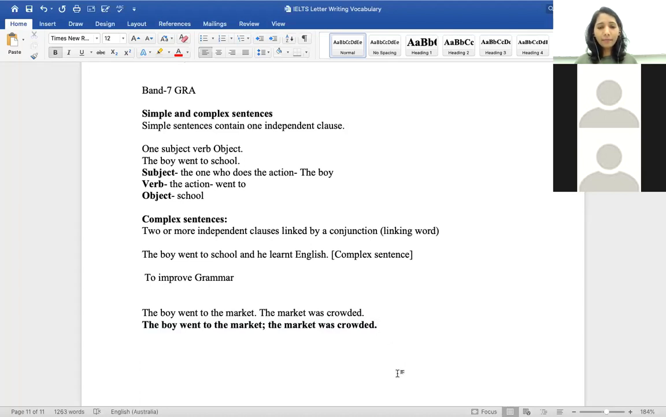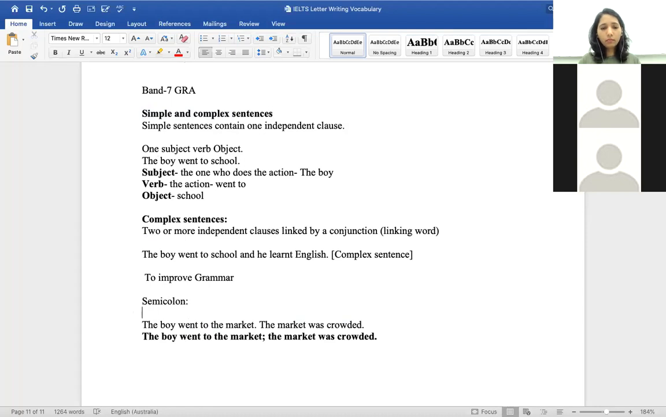Is this clear? Yes. So, three things we learned today. Can we use the linking word in this as well to make it complex? No need of that. So you just use this. You use simple sentences, you use complex sentences, and then you try and use a semicolon. Okay.